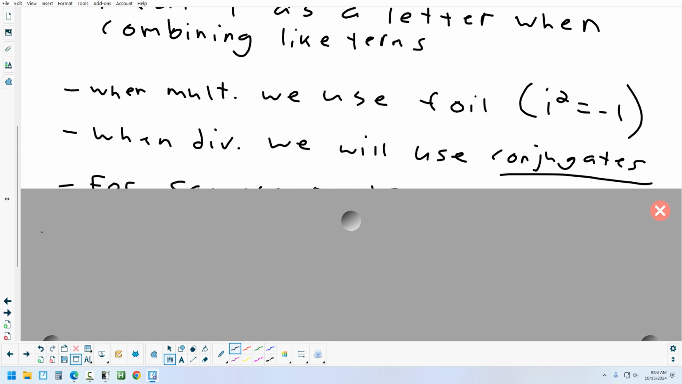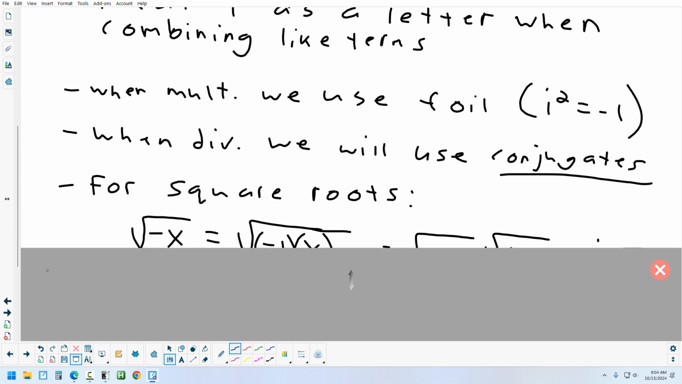To divide complex numbers, I'm going to show you a trick involving a conjugate. Because what happens with division of complex numbers is you get an i in the bottom. You can't leave i in the bottom. We're not supposed to do that. So I'm going to show you how we fix it.